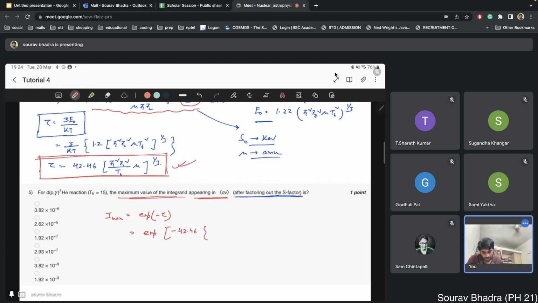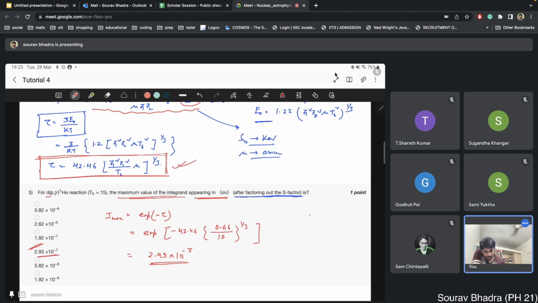So it is a deuterium proton reaction again. So Z1 Z2 is 1, and mu is 0.66 that I have calculated, and your temperature is given as 15, in terms of T6, to the power 1 by 3. If you do this calculation, it will be 2.93 times 10 to the power minus 7. So your I max value is 2.93 times 10 to the power minus 7. This is the answer.